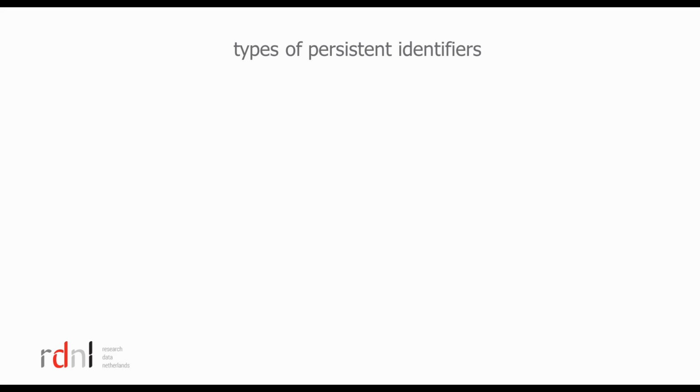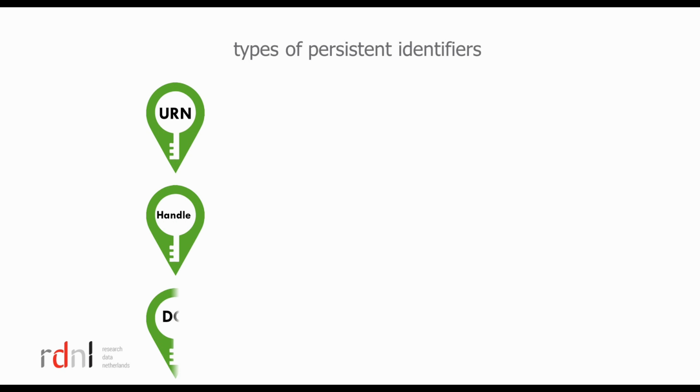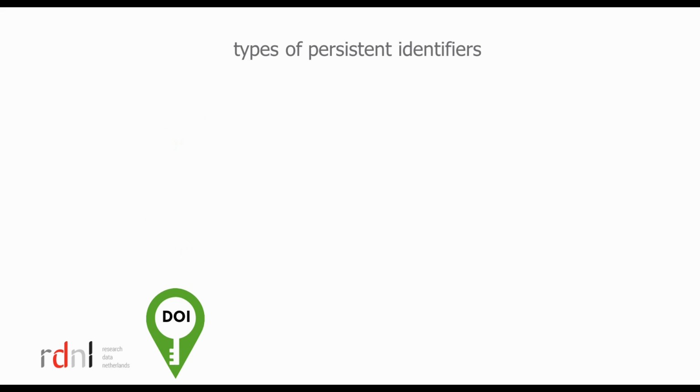Several types of persistent identifiers exist. In the Netherlands, the URN, the handle, and the DOI, the digital object identifier, are used most. In this video, we will focus on the DOI because we want to emphasize data citation. More and more, research data are acknowledged as a citable product of research, and the DOI is rapidly becoming the internationally accepted standard for making research data citable.